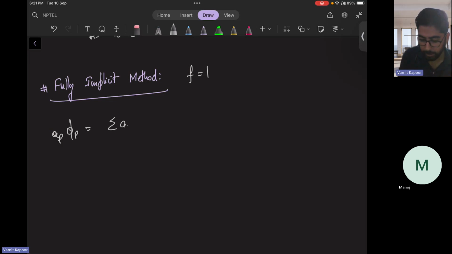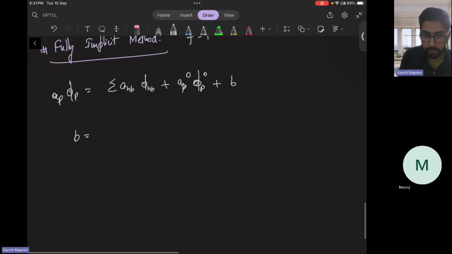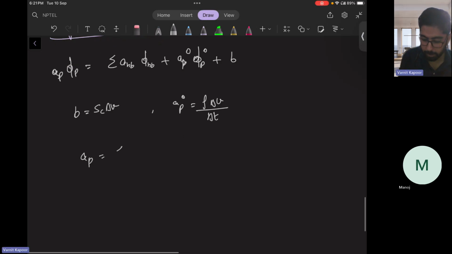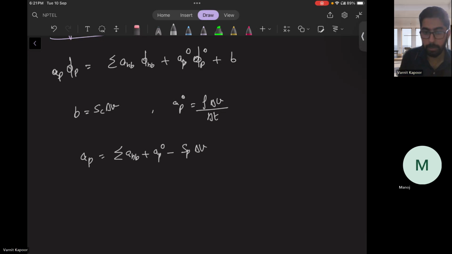and you will get the equation as aP phiP equals summation of aNB phiNB plus aP naught phiP naught plus b, where b is Sc del V and aP naught is rho del V over del t, and aP will be summation of aNB plus aP naught minus Sp del V. This will be our equation.